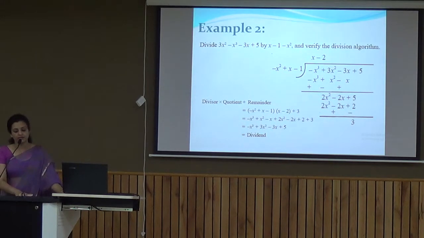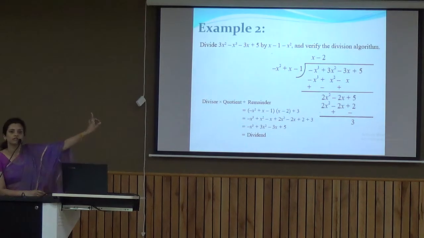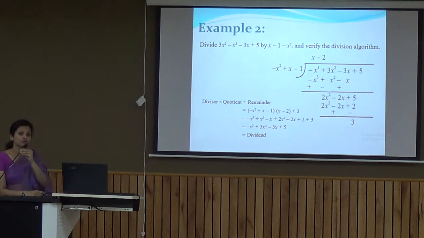See, you get minus x cube plus 3x square minus 3x plus 5 in the dividend. And if we put the divisor also in descending order, you get minus x square plus x minus 1. This will always ensure that errors are reduced to a bare minimum, children. On division, again, we get a remainder as 3.